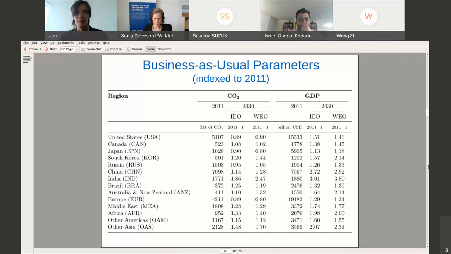So here's a brief look at our business as usual parameters. These business as usual parameters are streamlined across all groups and across all different model simulations, where, if we look at CO2 developments, we see the largest increase in China and India, for example, whereas already in the business as usual, we see a decline in CO2 emissions, for example, in Europe, the US, and Japan. So that's the basic setup of how we define the business as usuals.